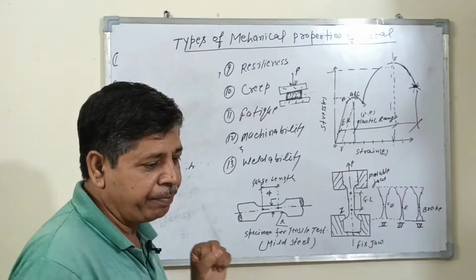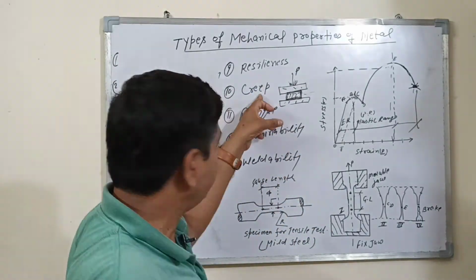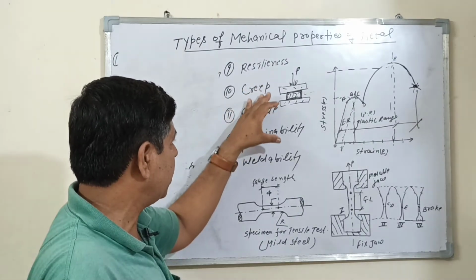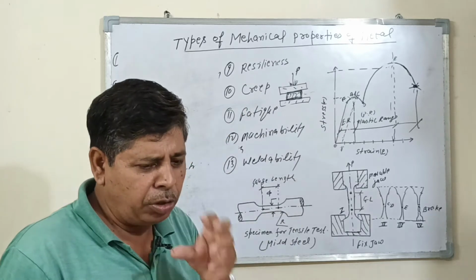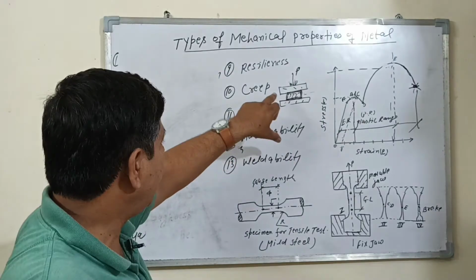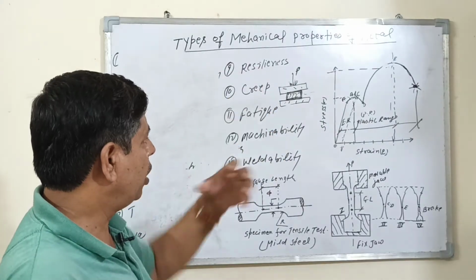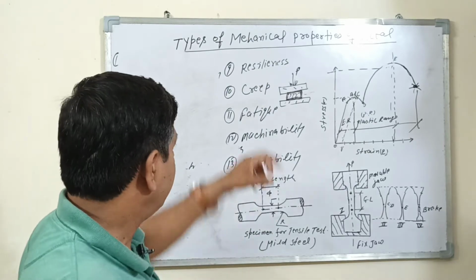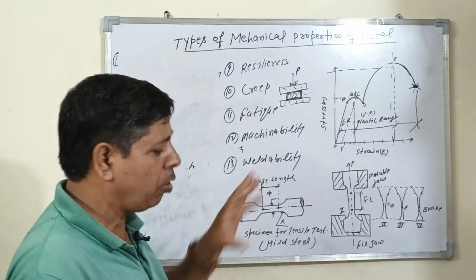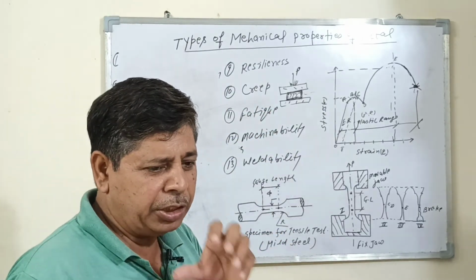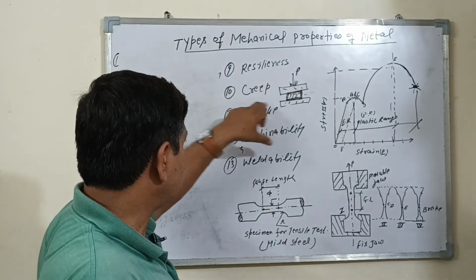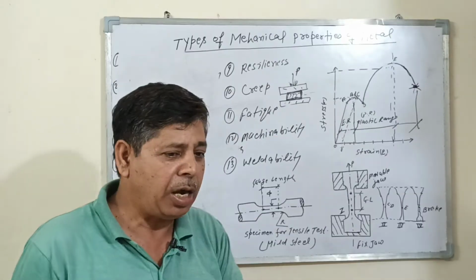Number 10 is creep. It is the property of the material by virtue of which it undergoes very slow deformation at a constant stress. This type of creeping occurs in a material when it is subjected to a high temperature for a long period, and progressive cracks develop, leading to permanent deformation.